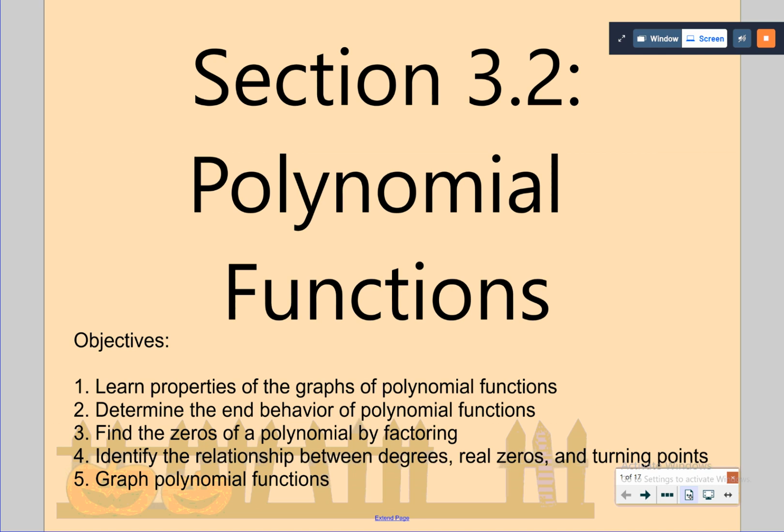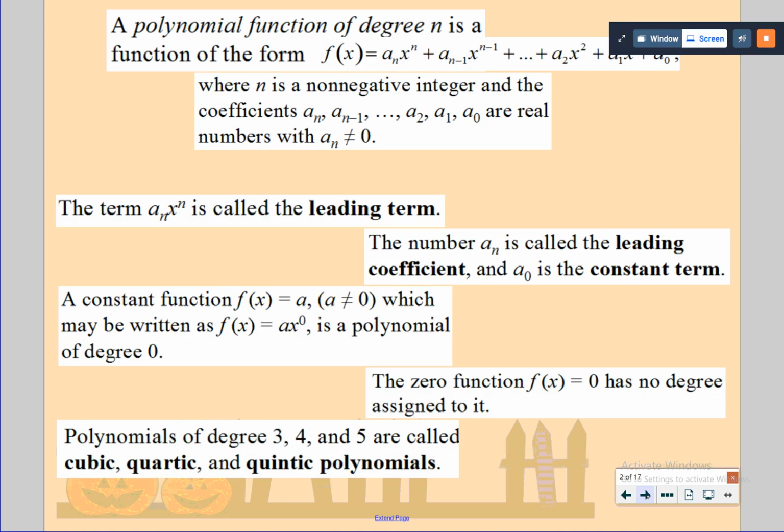So polynomial functions are what we're starting with here. You don't really need to write any of this down just yet. We're going to get to this in a minute. So what is a polynomial function? The formal definition is written up there.